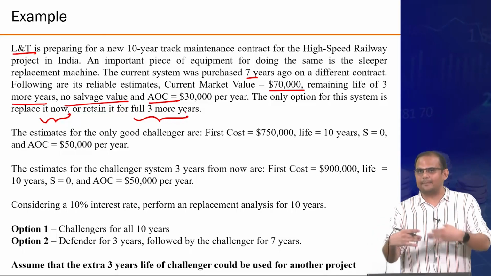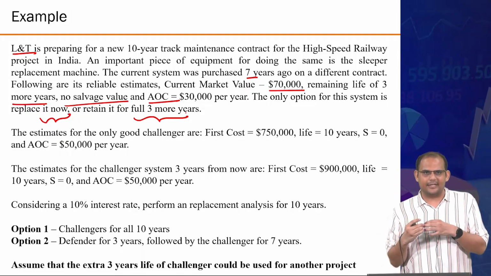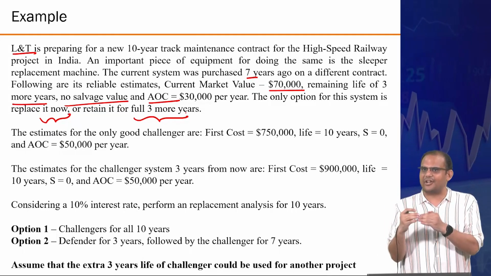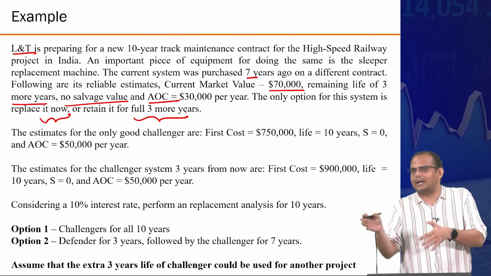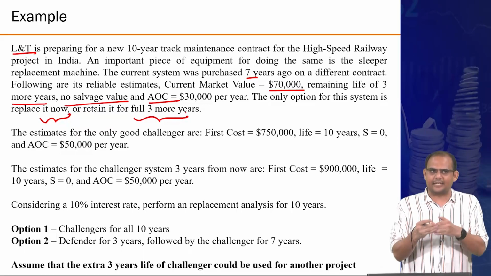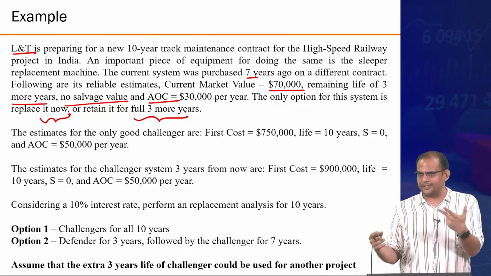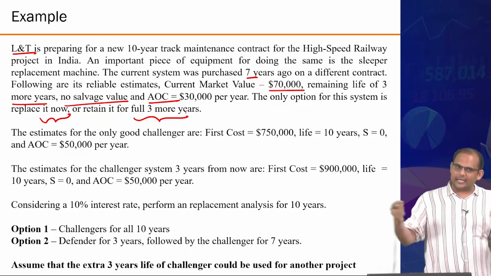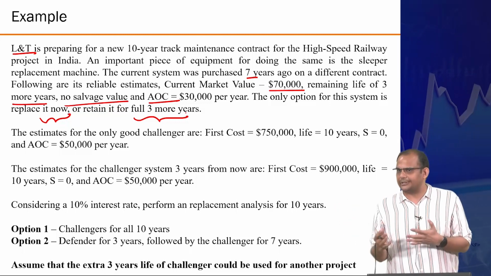This information helps you to reduce the number of options, right? You can make a decision. I'm constraining: you cannot keep it for 1 year, 2 years, 3 years. Somehow the contract is that you can either replace it now or you can replace it after 3 years. So there are practically 2 options. You need to just think of either 10 years from the challenger or 7 years from the challenger, right?